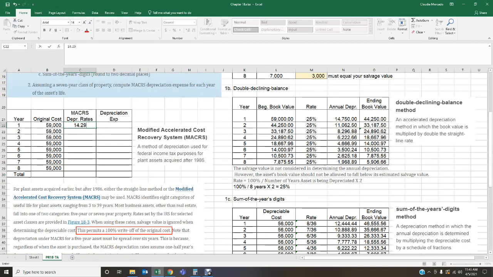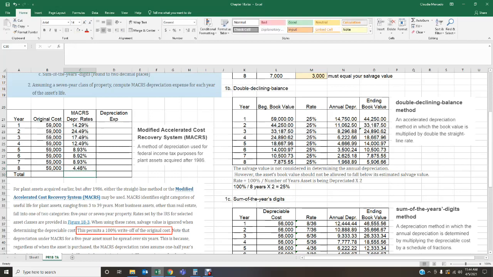So for the first year is 14.29%. For the second year, it's 24.49%. Third year is 17.49%. Fourth year is 12.49%. Fifth year is 8.93%. Then we have 8.92%. Then we have 8.93%. And then finally, we've got 4.46%.